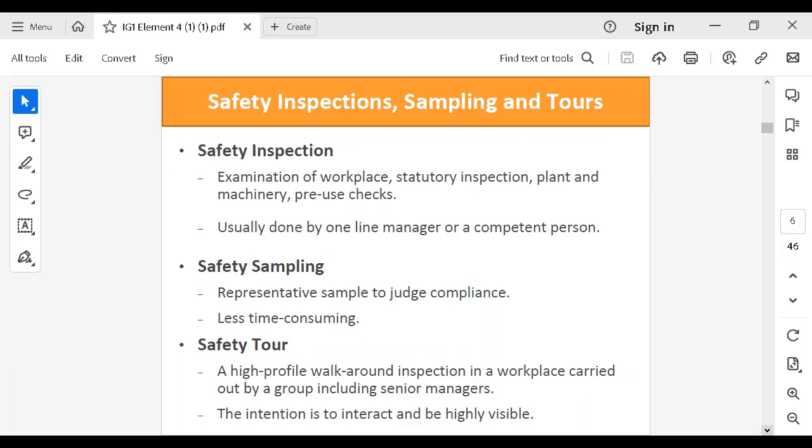A safety tour is a high profile walk-around inspection in a workplace carried out by a group, including senior managers. The intention is to interact and be highly visible. In safety tours, the top management check the area, and the intention is that they demonstrate that they are taking health and safety seriously, so that the other people will take health and safety seriously too.